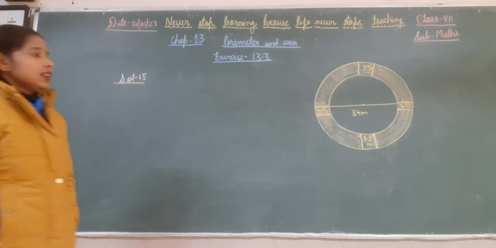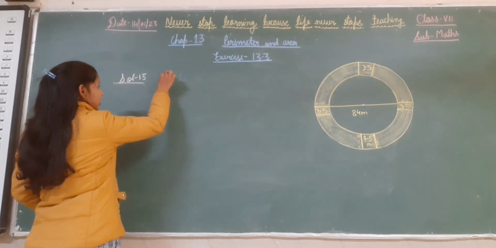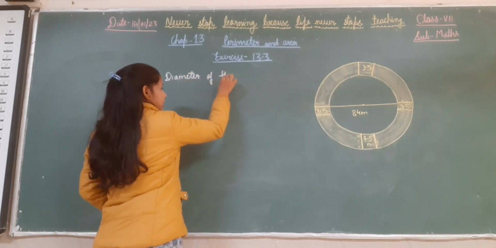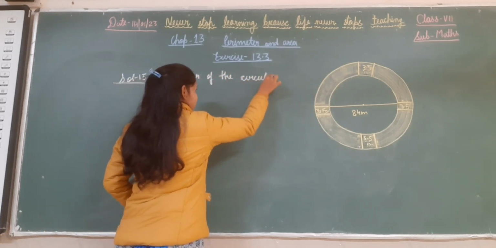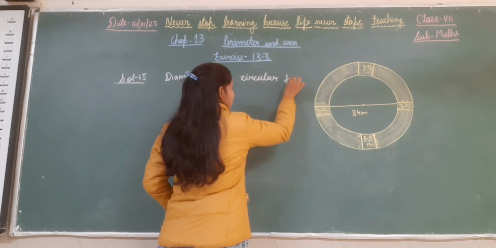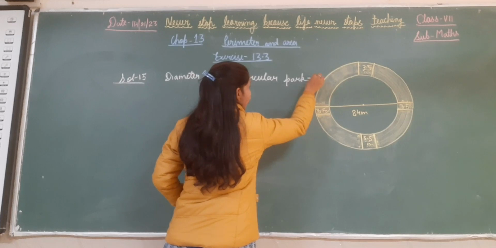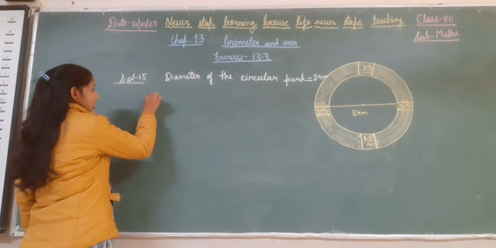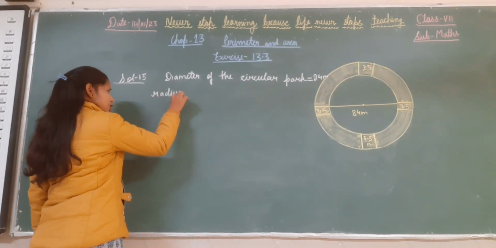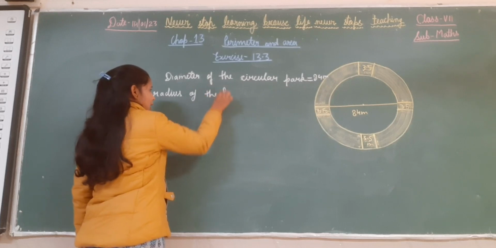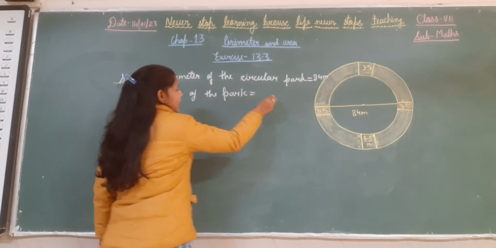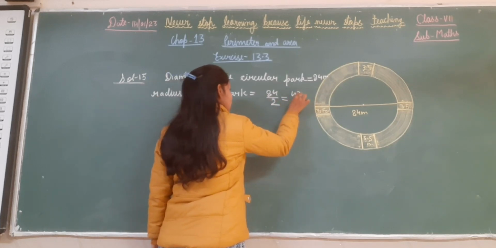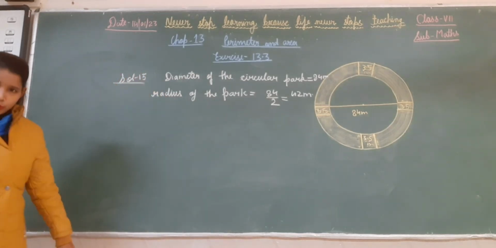So what is given? The diameter of the circular path. It is given 84 meter. But we have to find the radius, right? So write down the radius of the circular path. The radius of the path will be 84 by 2, so it will be equal to 42 meter. Radius will be 42 meter.